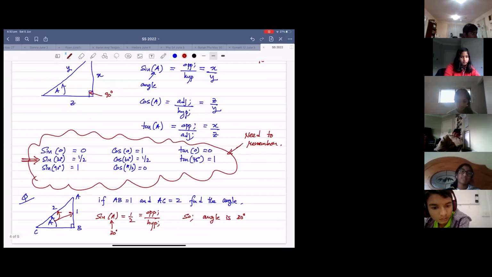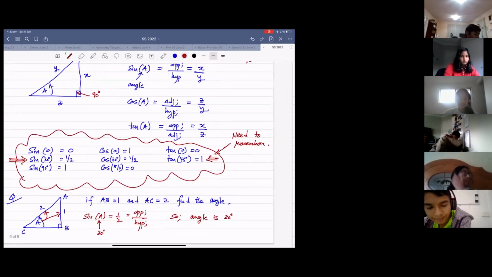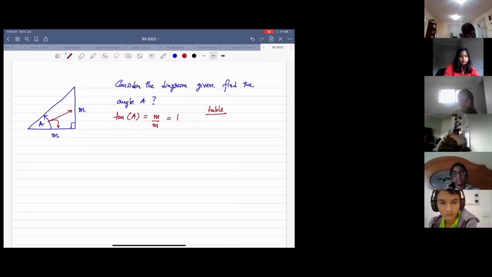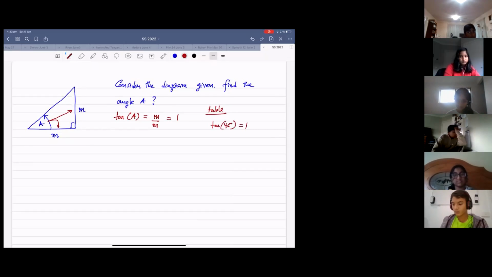So, go to the table now. Tan of what is 1? Here. Tan 1 gives angle 45, right? So the table gives you this: tan 45 is 1. So when you get tan A equals 1, I'm just copying what you get here. So obviously you will see that A should be 45. So that's what they got. And that's the right answer.